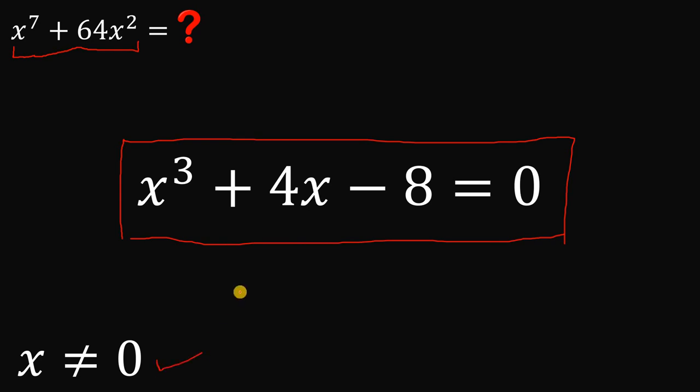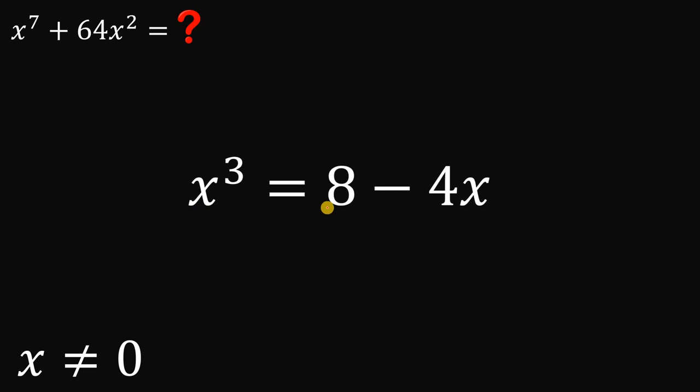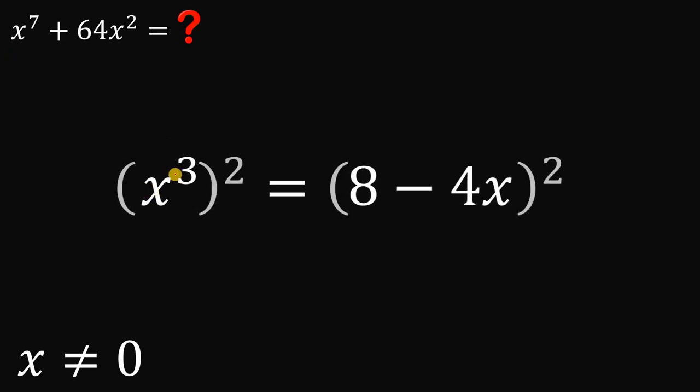Okay, let's start. The first thing to do is to isolate x cubed. If we do that, we get x cubed must be equal to 8 minus 4x. Now, since we want the value of x raised to 7, what we're going to do is to square both sides. The reason is that x cubed raised to 2 will give us x raised to the 6th power. So this is close to x raised to 7.